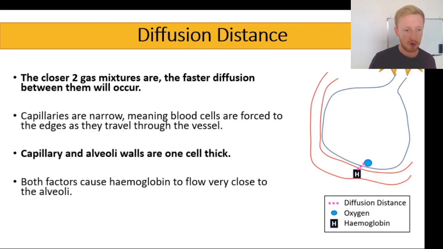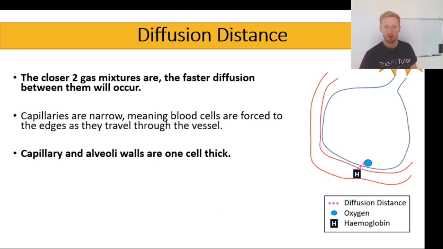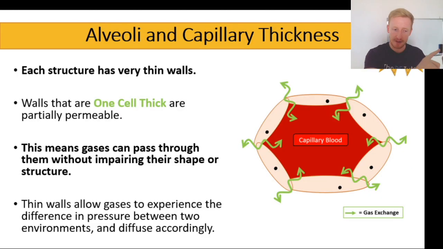Which is what I was talking about here, this diffusion distance. The term which we need to note down from this slide is partially permeable membrane. Is it on there? No. Well, partially permeable. I don't know why that's not on there, but that is what you need to put down. This one cell thickness allows gases to move through it.